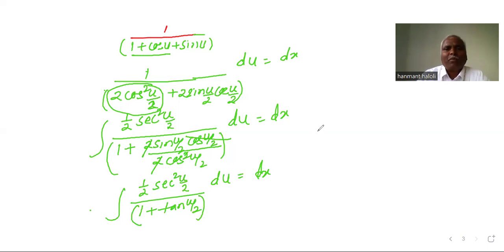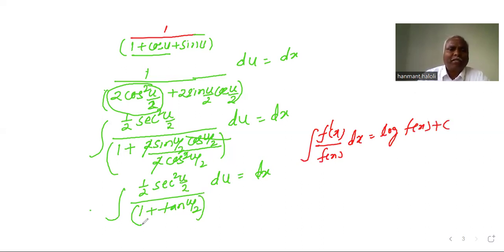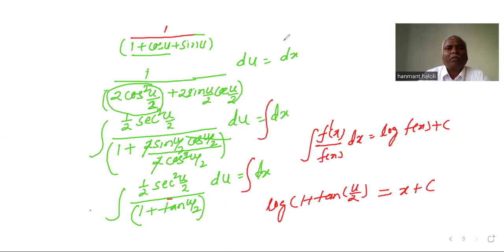Then we have to apply the formula: integral of f dash of x upon f of x dx equal to log of f of x plus c. Now if you differentiate this denominator, you get the numerator. Therefore, as solution you get log 1 plus tan u by 2 equal to x plus c. We have to integrate this also.